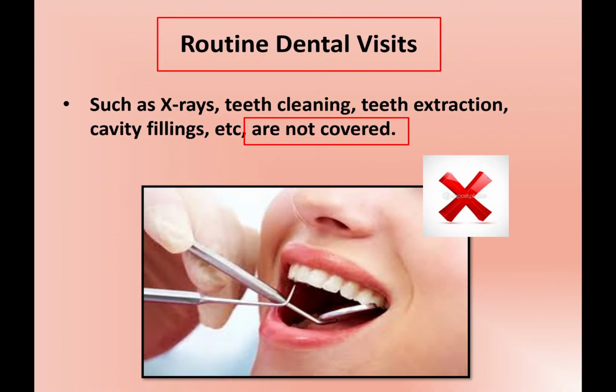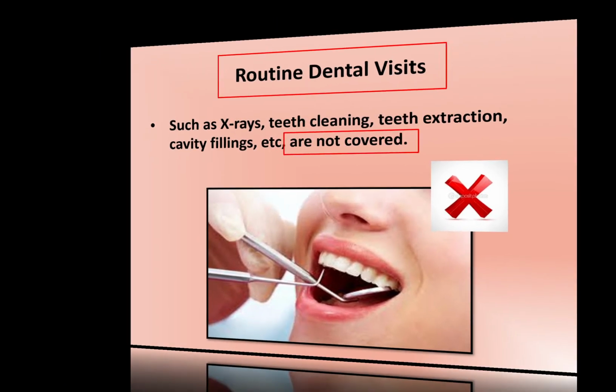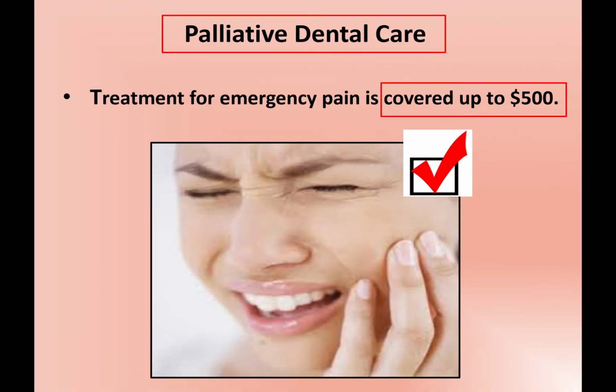The other thing the plan does not cover is routine dental. Your plan does not include dental insurance. Therefore, routine services such as cleanings, extractions, cavity fillings, root canals, or even braces are not covered under your plan. However, the plan does have a limited benefit called palliative dental care, and this is for the emergency treatment of pain that you are having in your tooth, and it is covered up to $500.